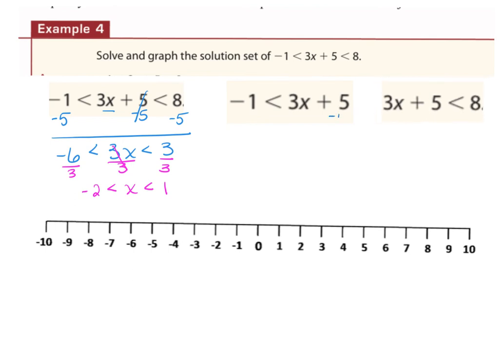So for this one, I would subtract my 5. I get negative 6 is less than 3x. Divide by 3. I get negative 2 is less than x. Do the same thing over here. Subtract 5.